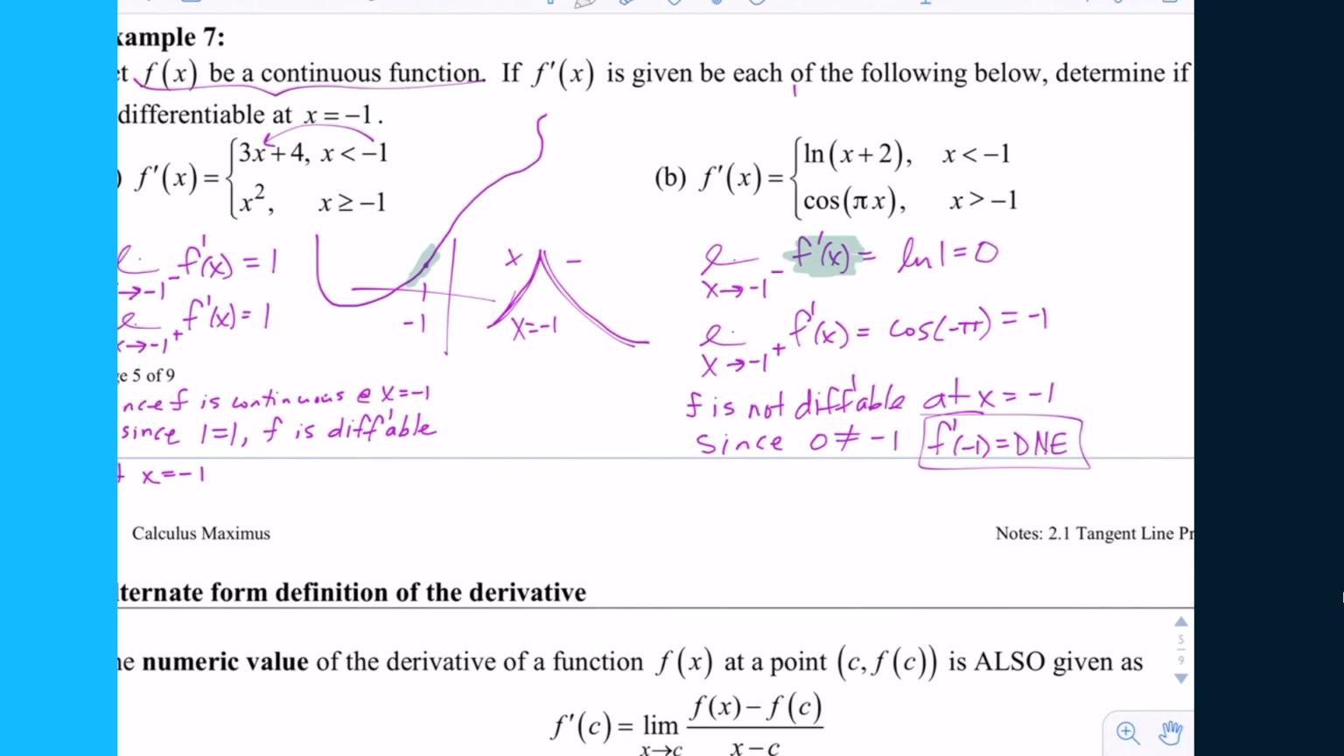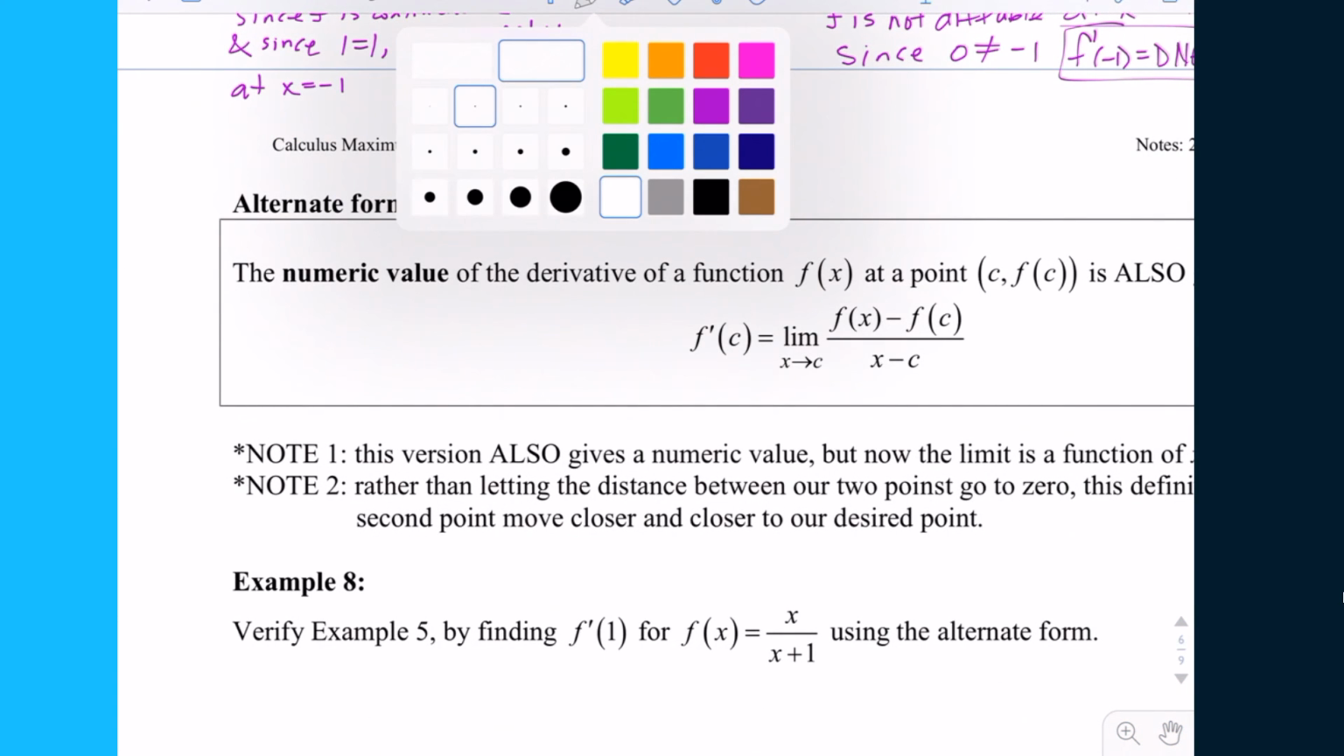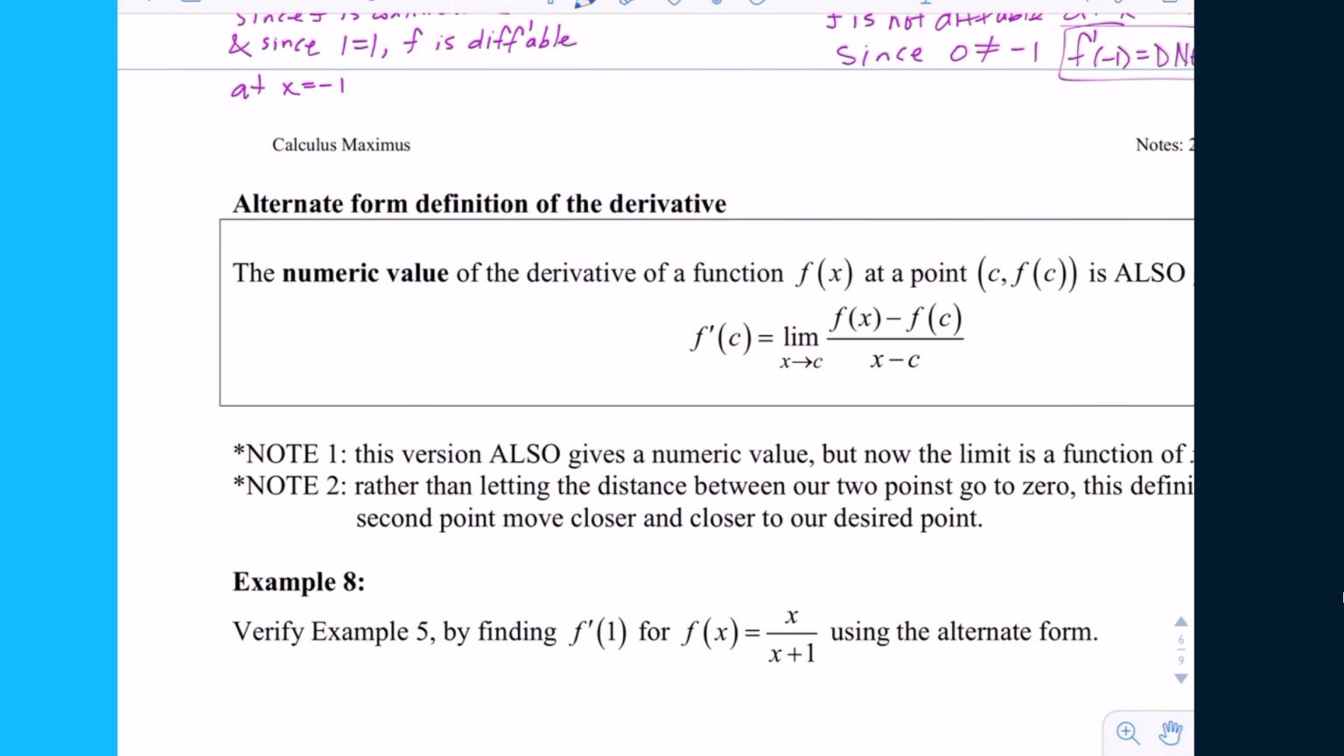Now that was knowing in advance that it was continuous. Are we always going to know in advance if a function is continuous or not? No. So we might actually have to check for that first and then separately check for differentiability. But that's checking for two things, right? If it passes continuity, then we check for the slopes being the same. Unless there was a way to check for both at the same time. That'd be nice, right? Two birds, one stone kind of thing? Yeah? Hey, there is. It's called the alternate form definition of the derivative.